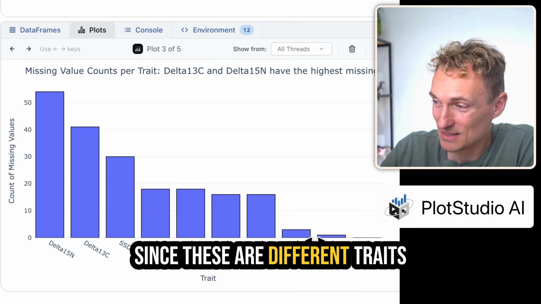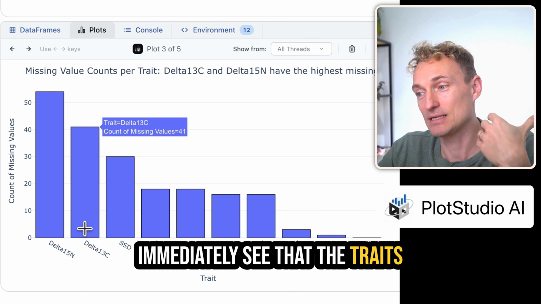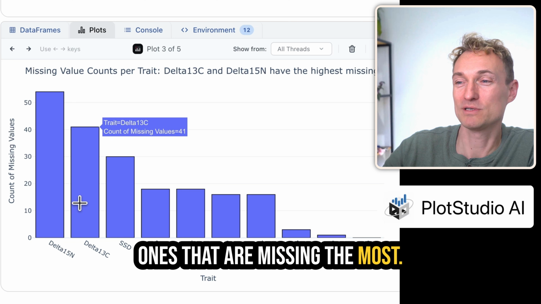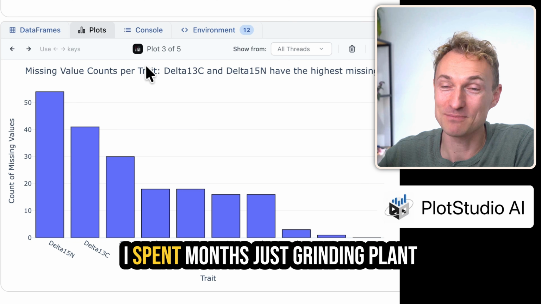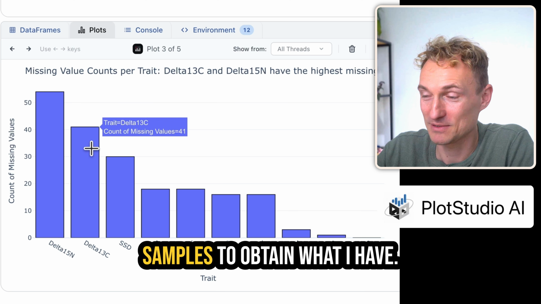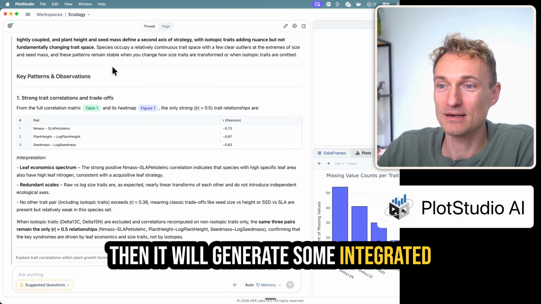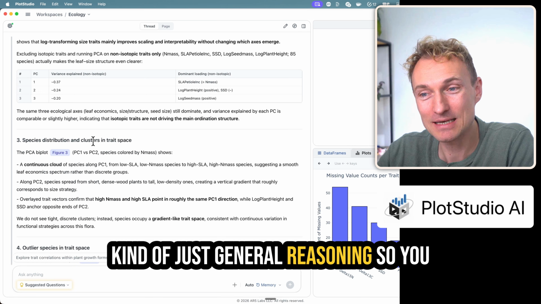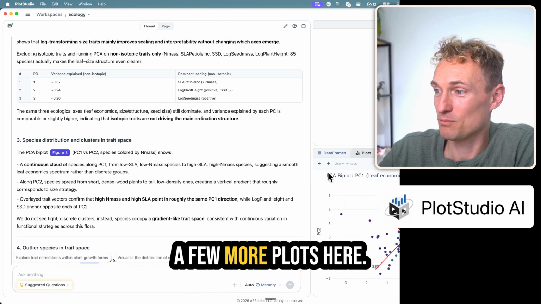Since these are different traits that are measured on plants, I can immediately see that the traits delta 59 and 13C are the ones that are missing the most. They're also incredibly costly and difficult to come by. I spent months just grinding plant samples to obtain what I have. Then it will generate some integrated answers, generate more plots, generate kind of just general reasoning so you understand what the agent was doing. I'll just show you a few more plots here.